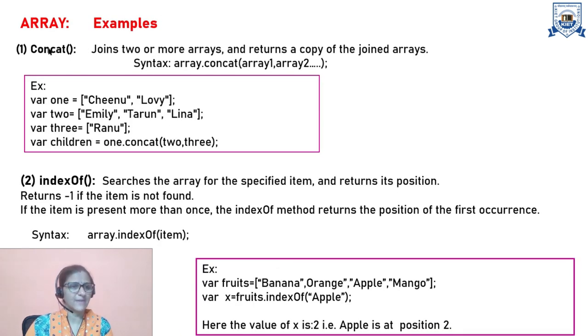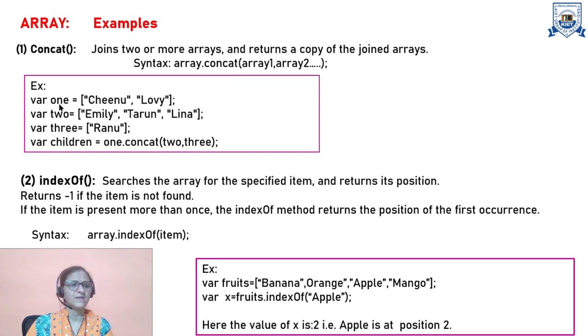So let's take an example of concat, that is joining two or more arrays and returning a copy of the joined arrays. Here, array dot concat, and we will pass a number of arrays.